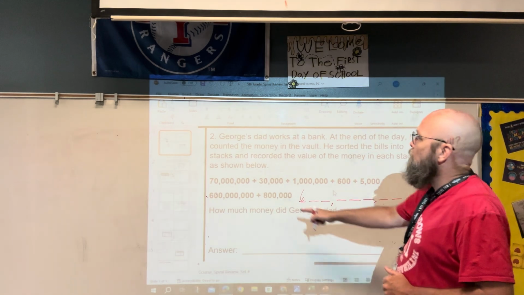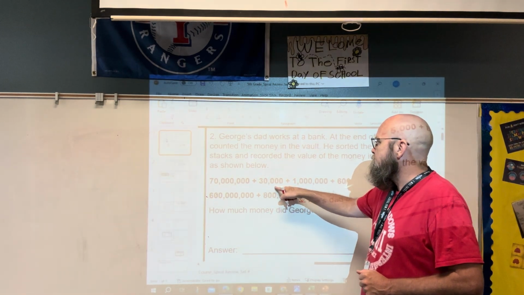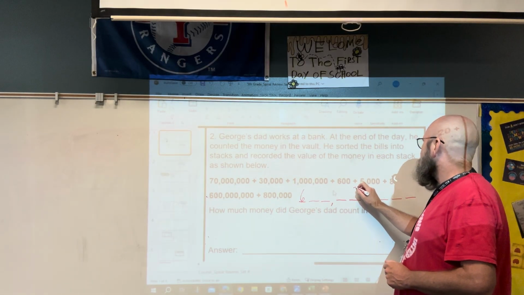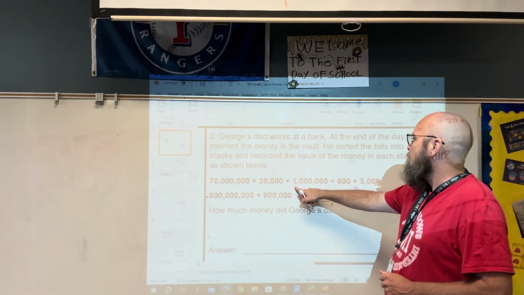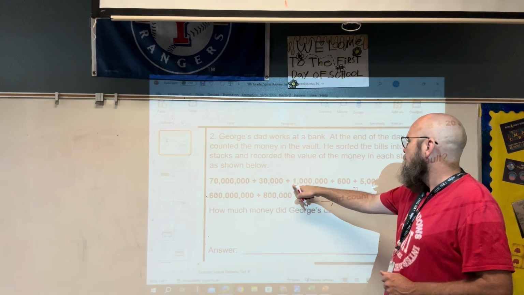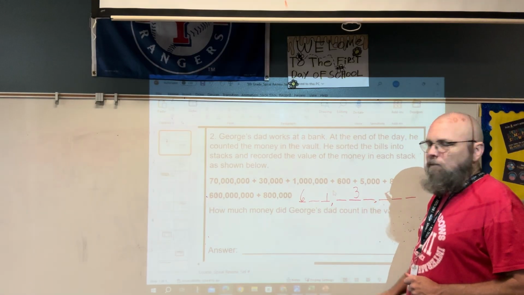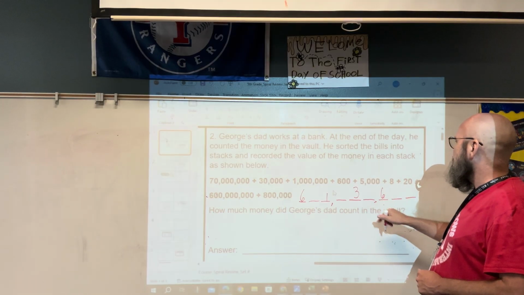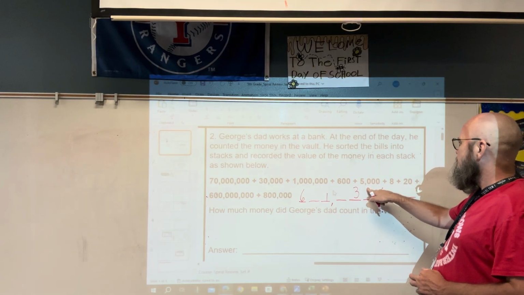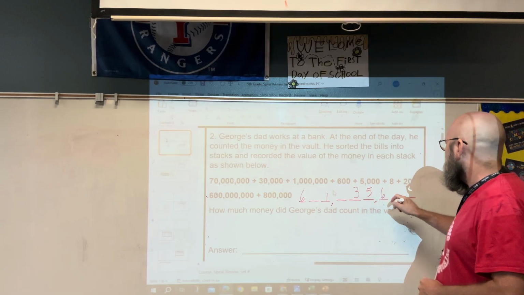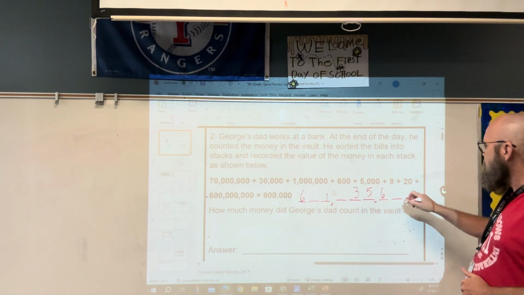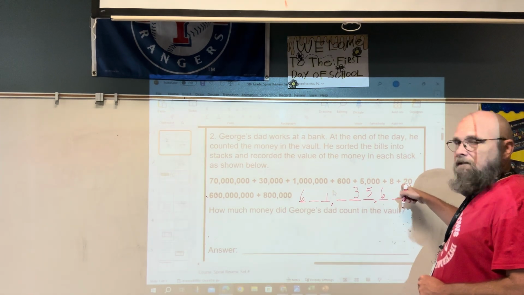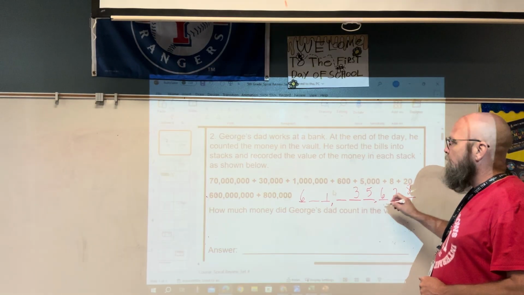And the 3 is in the 30,000s place. So I have 3 10,000s. So 3 is going to go in the 10,000s place. I have 1 million. So the 1 is going to go in the millions place. I have 600. So the 6 is going to go in the hundreds place. I have 5,000s. So the 5 is going to go in the thousands place. I have 8. That's 8 ones. So the 8 is going to go in the ones place. I have 20, which is 2 tens. So I'm going to have 2 in the tens place.